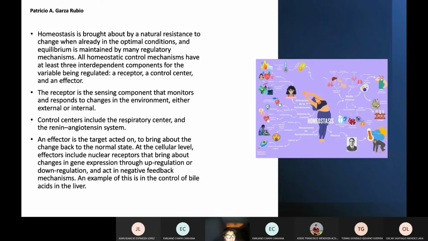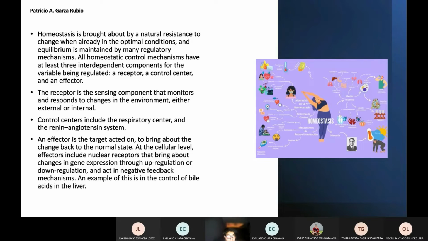The receptor is the sensing component that monitors and responds to changes in the environment, either external or internal. Control centers include the respiratory center and the renin-angiotensin system. An effector is the target acted on to bring about the change back to the normal state.